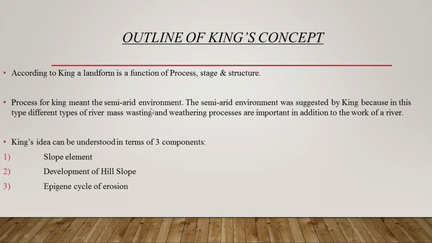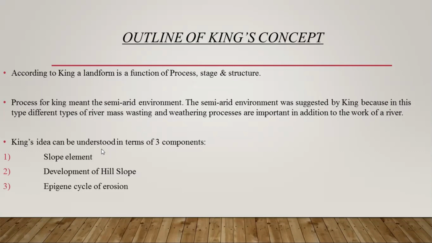because, as you can remember, he studied the Drakensberg mountain of South Africa. So he meant the semi-arid environment, and this kind of environment was suggested because in this type of environment, the mass wasting and weathering processes are important along with the work of a river. Now, although he said that he meant the semi-arid environment, King also said that this kind of model can be applied uniformly in other environmental settings as well.